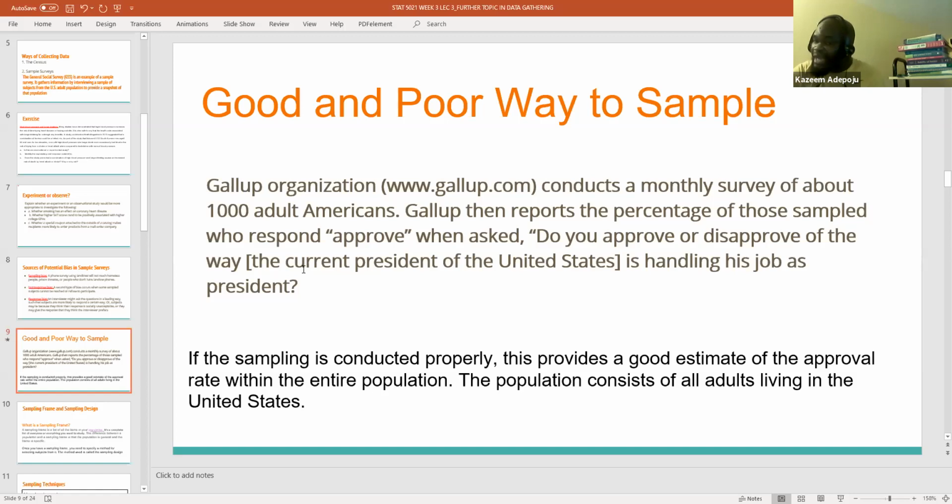Like I said, they interview a few, they analyze that, and whatever they have, they generalize to the entire population. Why do they do that? Of course, as I said, if the sampling is conducted properly, this provides a good estimate of the approval rating within the entire population. That's a generalization, going from specific to general. They've interviewed 1,000 people, and whatever they got, they apply to the entire population as if they had interviewed all Americans. If you want to have more information about what Gallup does, you can check www.gallup.com.